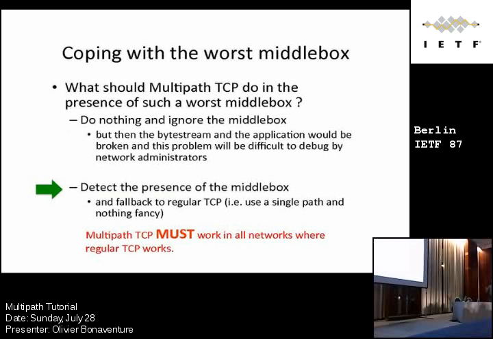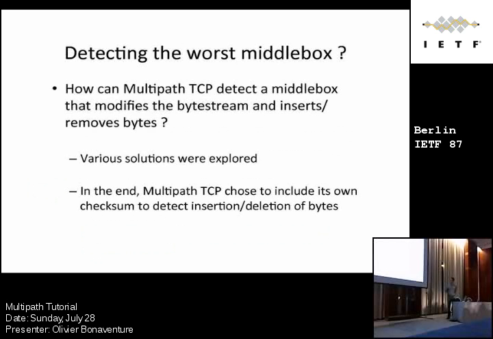Multipath TCP works through this middle box, and it's able to detect the presence of this middle box. If this middle box is on the path, then it will fall back to regular TCP, because we want to make sure that on every path where regular TCP works, we can move to Multipath TCP. So it will work over this path, and we have tested it in the lab and over the internet, and it works correctly with the Linux implementation. But to be able to detect that, we had to include a checksum inside Multipath TCP to be able to detect this worst middle box.